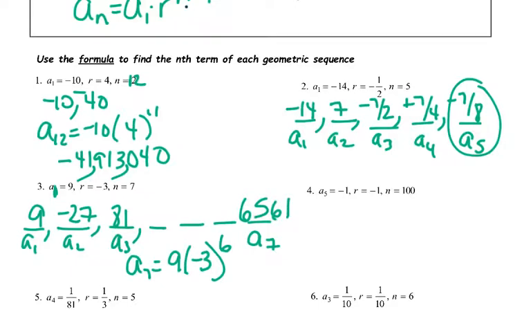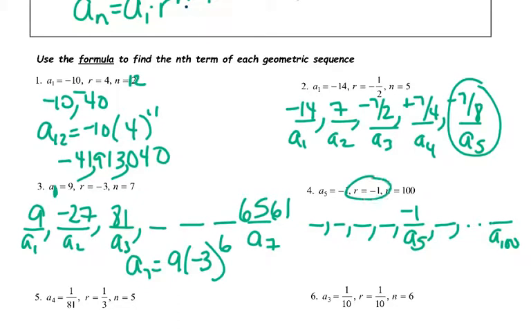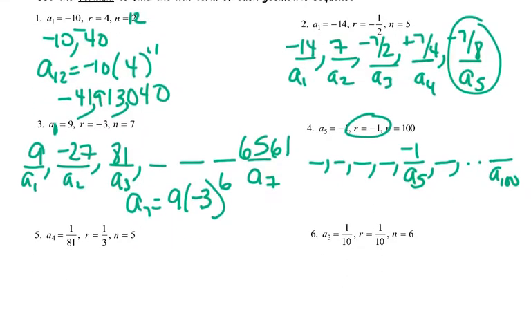Sometimes you don't need a formula. Sometimes you can just kind of intuitively guess this one. Here it's telling me that the 5th term, 1, 2, 3, 4, 5, the 5th term is negative 1, and it wants me to find the 100th term, but the common ratio is negative 1. What does that mean for the common ratio to be negative 1?